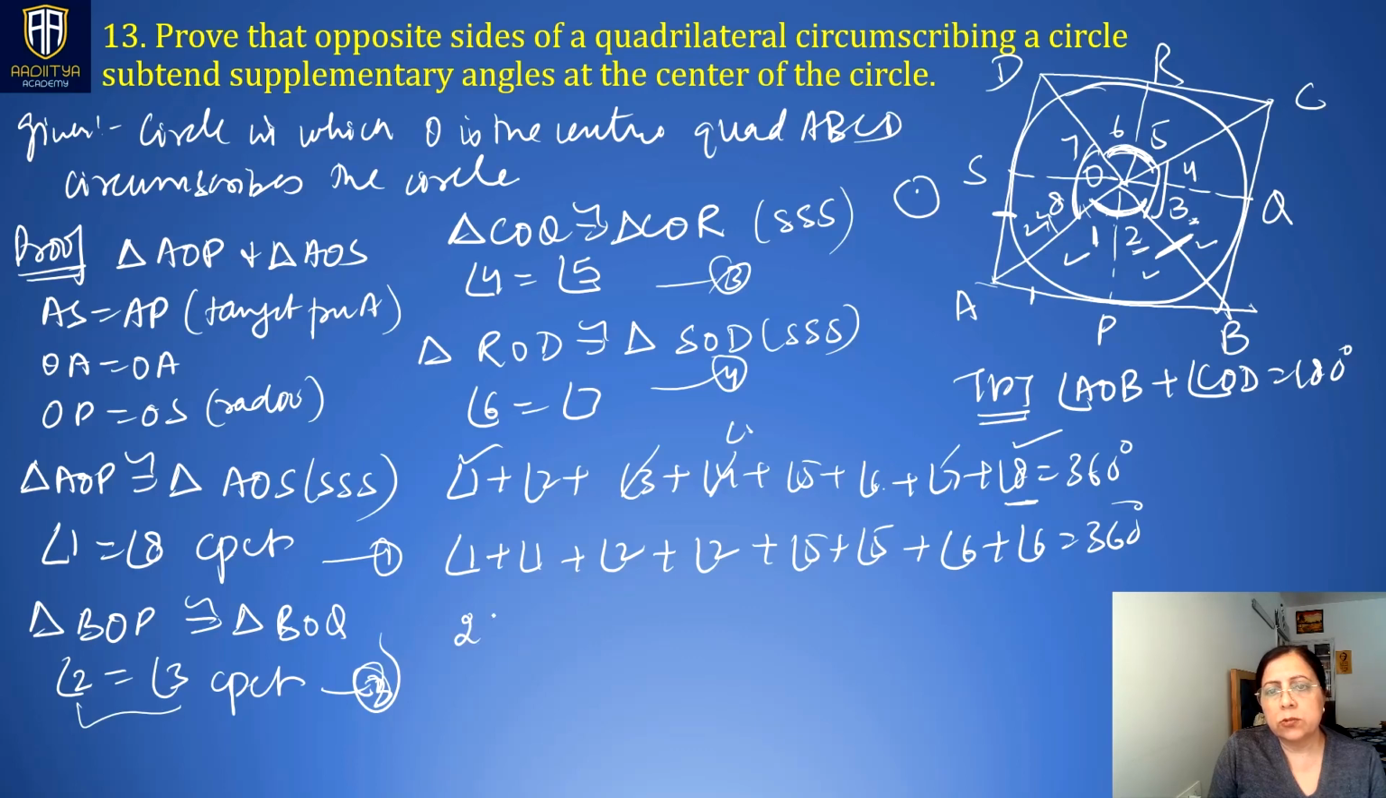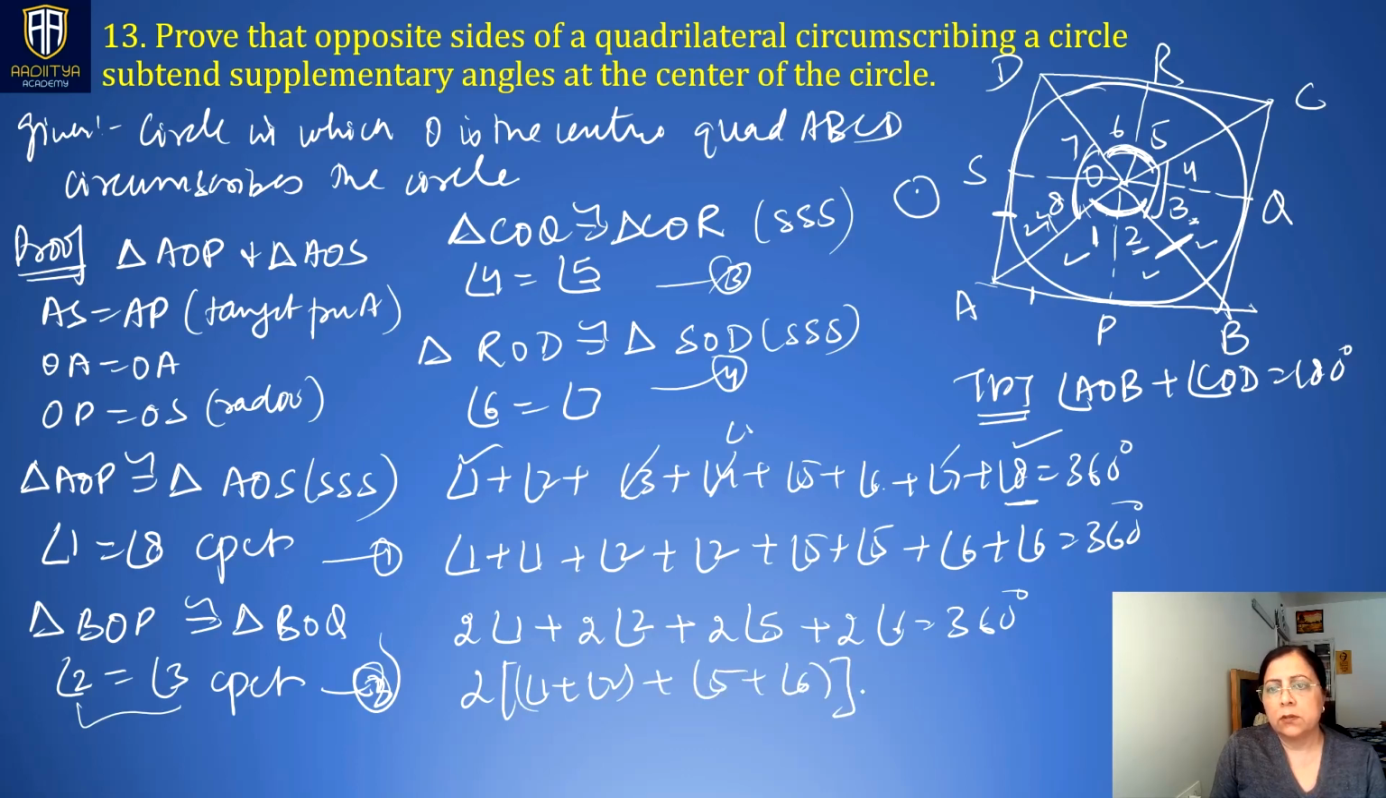So what happens? This is twice angle 1 plus twice angle 2 plus twice angle 5 plus twice angle 6 is 360 degrees. So we have 2 common. Angle 1 plus angle 2, and angle 5 plus angle 6, is equal to 360 degrees divided by 2. Angle 1 plus angle 2 is angle AOB, and 5 plus 6 is angle COD, which is 180 degrees.